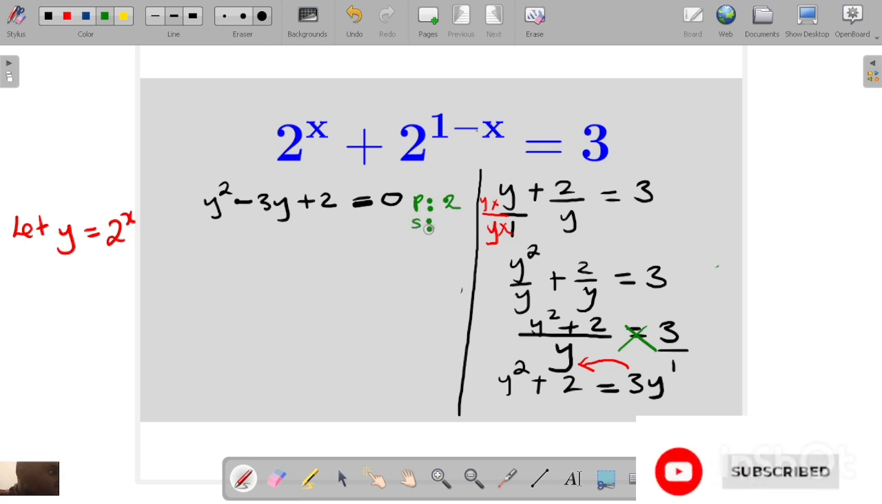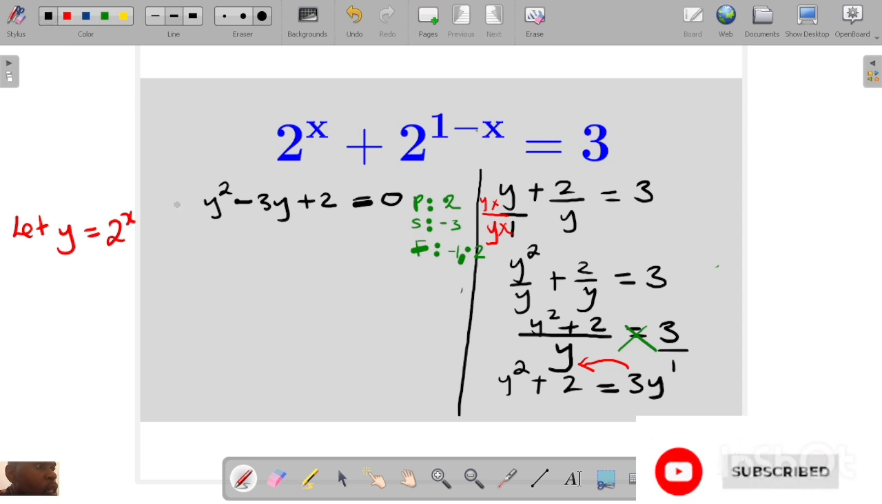The sum is the coefficient of y, which is negative 3. And then we are looking for 2 factors of the product, which is 2, such that if those 2 factors are added, we'll get negative 3. If we multiply them, we'll get positive 2. So those are negative 1 and negative 2.